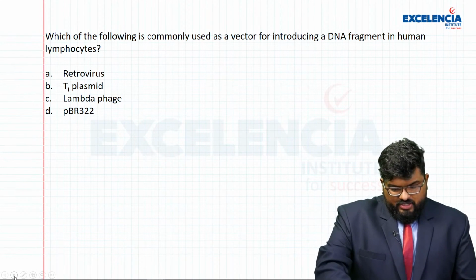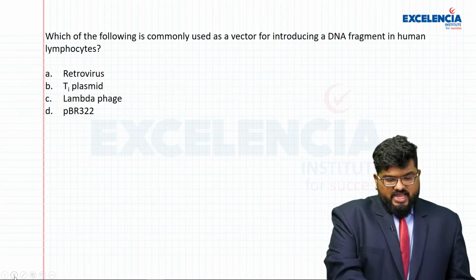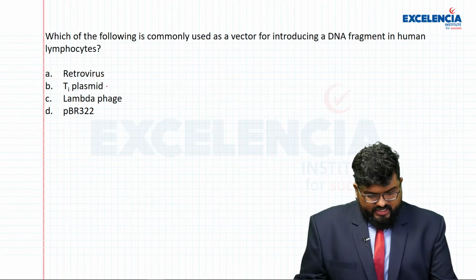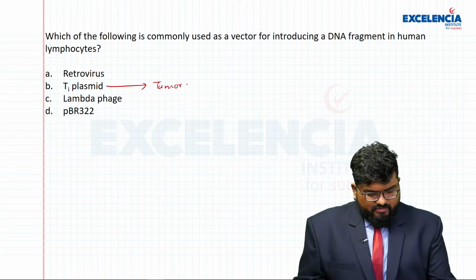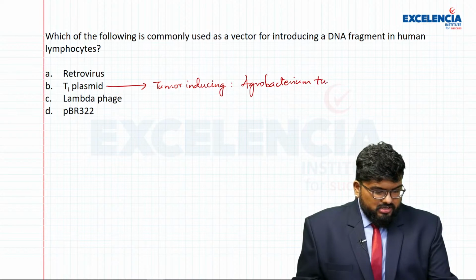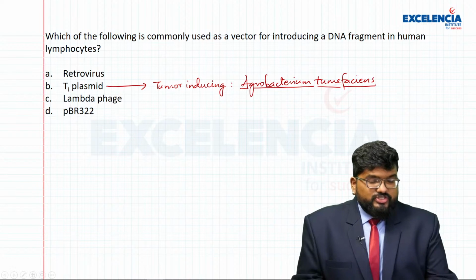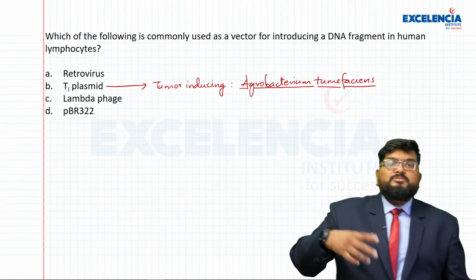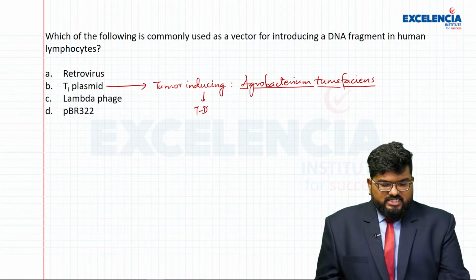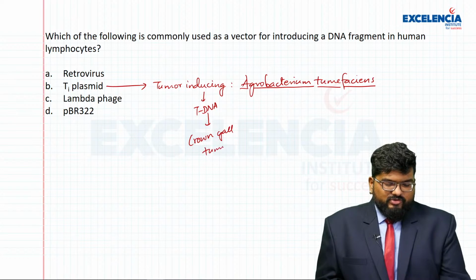Which of the following is commonly used as a vector for introducing a DNA fragment in human lymphocytes? Simple enough. TI plasmid is a tumor-inducing plasmid which is found in an organism called Agrobacterium tumefaciens. Agrobacterium tumefaciens is the organism which is utilized for gene transfer mechanisms in dicot plants. The tumor-inducing plasmid has tDNA, and this tDNA forms something called crown gall tumors. Crown gall tumors are harmless for the plants.